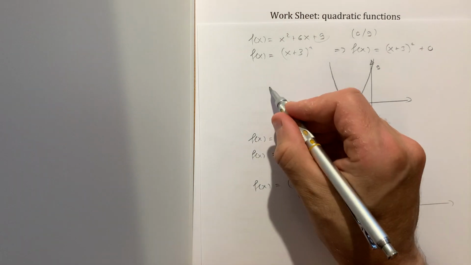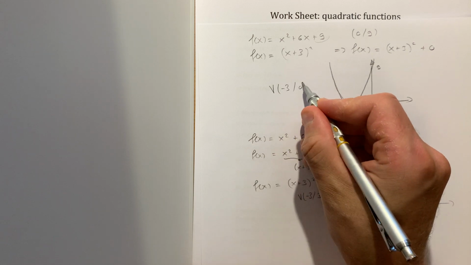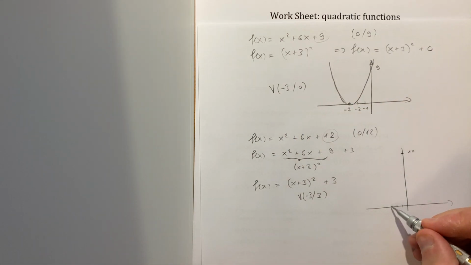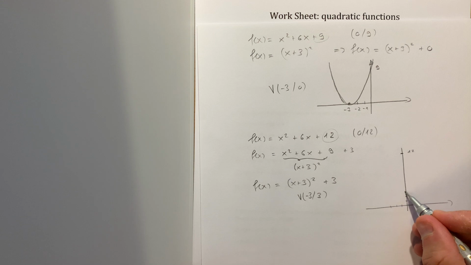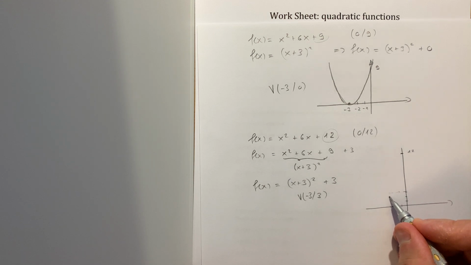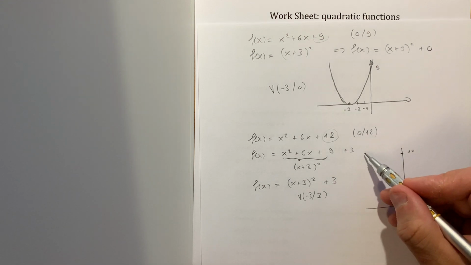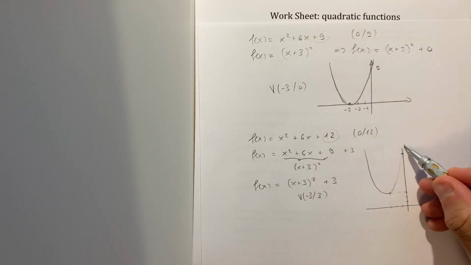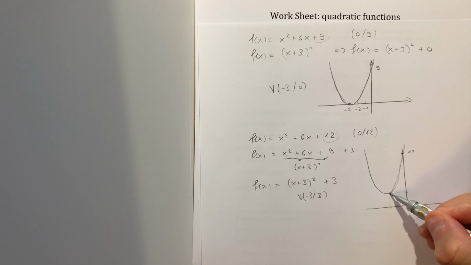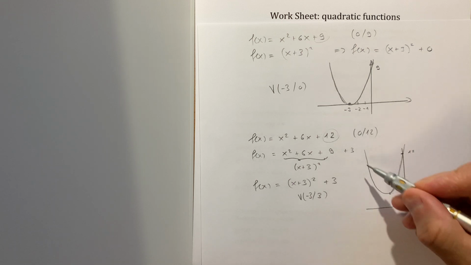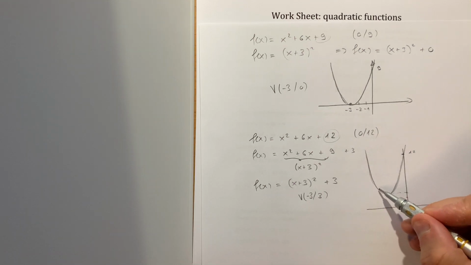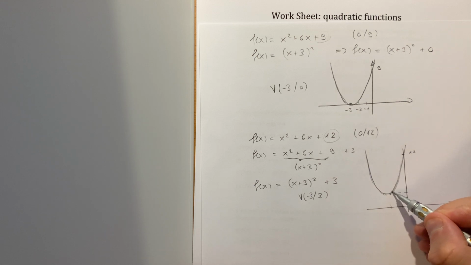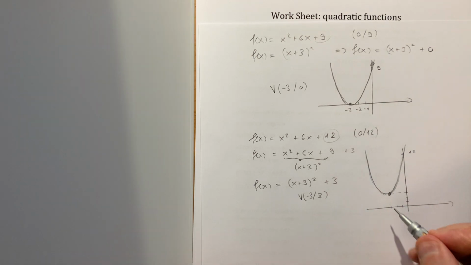The vertex up here was at minus 3, 0. So now 1, 2, 3. So this is going to be your vertex, and the graph is going to look somewhat like this. So try to have a rounded and smooth parabola here. It's not perfect, but well, it's more or less what we need here. Okay, so this is the vertex.